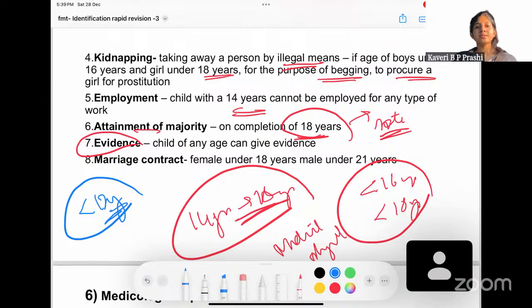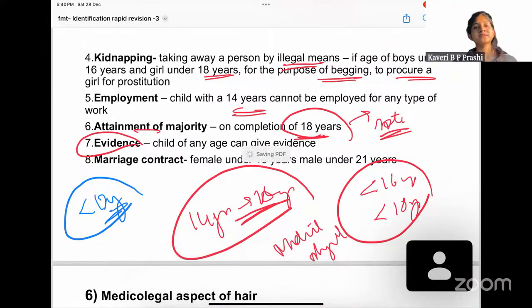Marriage contract: female under 18 years and male under 21 years. So this is the age of marriage for females and men in India. So these are the legal responsibilities with each age, and this should be at the tip of your tongue, because in your Viva Voce, they are going to ask all these.